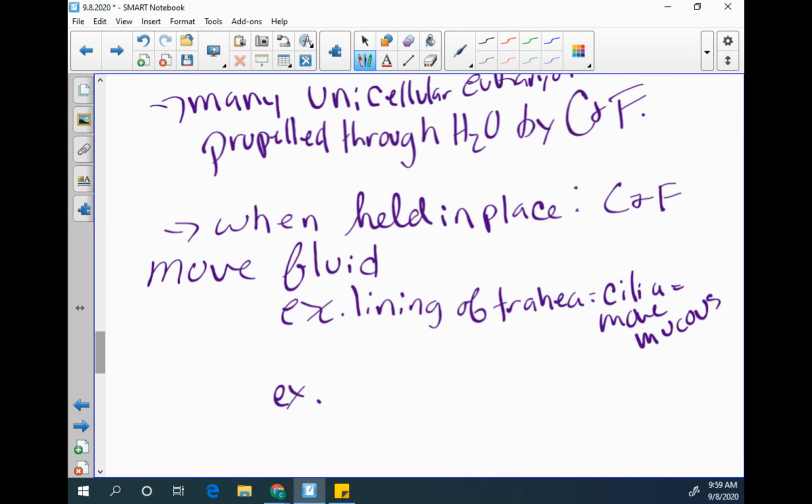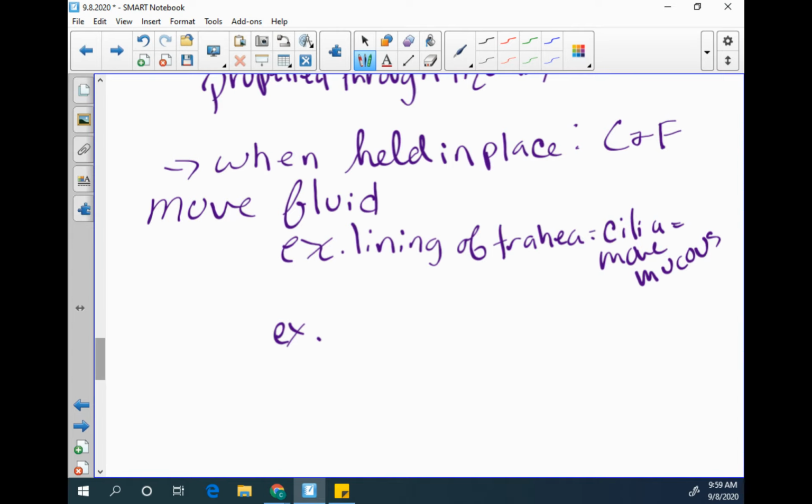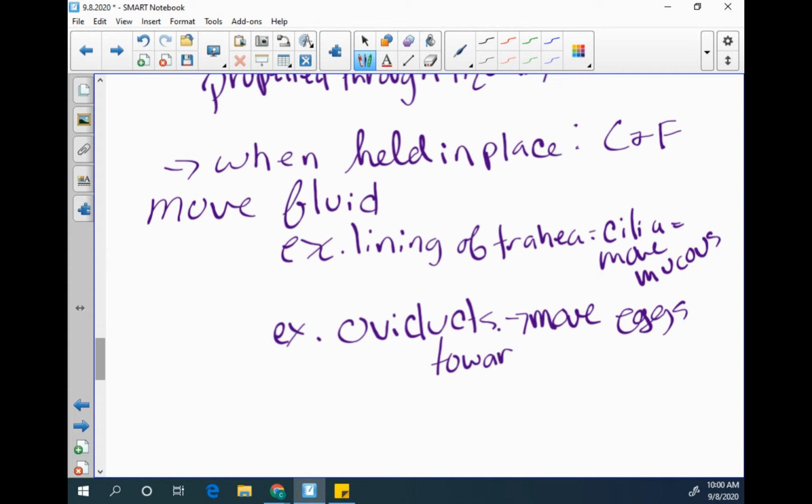Another example, I think is a really cool example. So your oviducts or fallopian tubes have cilia that move eggs towards the uterus. So when that egg moves down the fallopian tube, whether or not it is fertilized, it is the cilia that line that tube that helps it move from one place to another, which I think is really super cool.